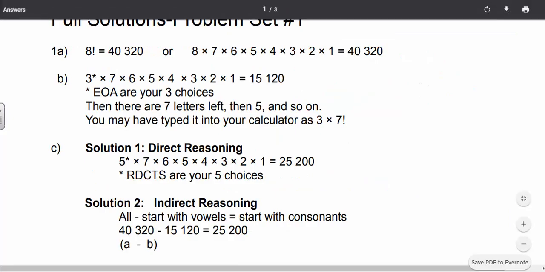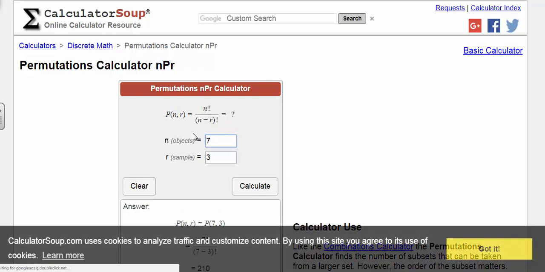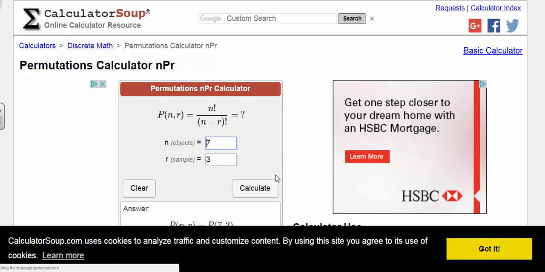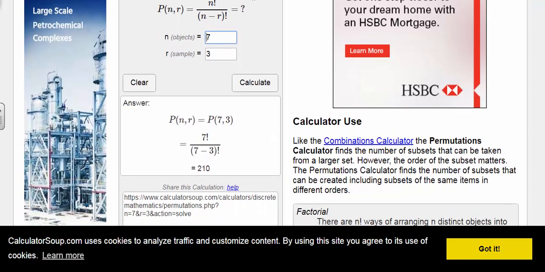And in case you don't know, I just typed permutation calculator into Google here, and I came up with one online. So if you ever happen to not have your calculator with you, 7, 3, calculate, and it gives you that there's 210 there.